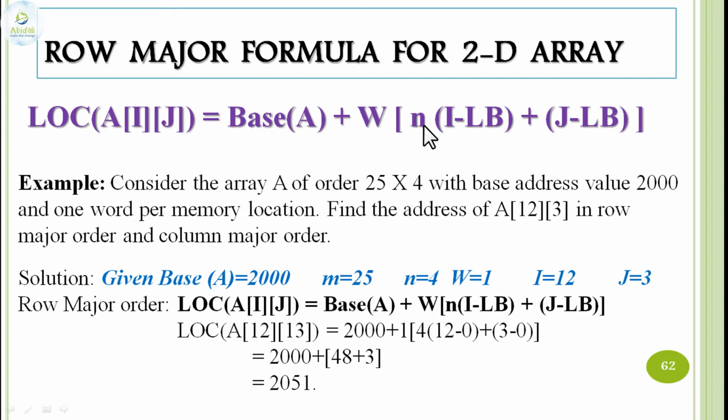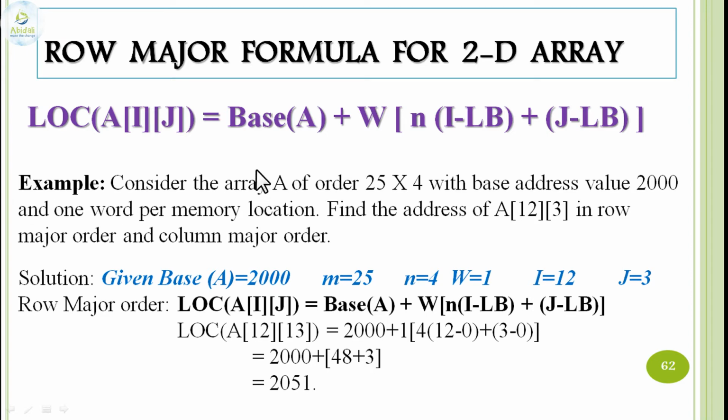N is the number of columns because we'll have a matrix of M cross N, where M stands for the number of rows and N stands for the number of columns. I is the index that is being represented. LB is the lower bound or lower limit, plus J is the index representing the column, minus LB, the lower bound. So that is the formula that we need to write for calculating the address in row major order. Let us take an example.